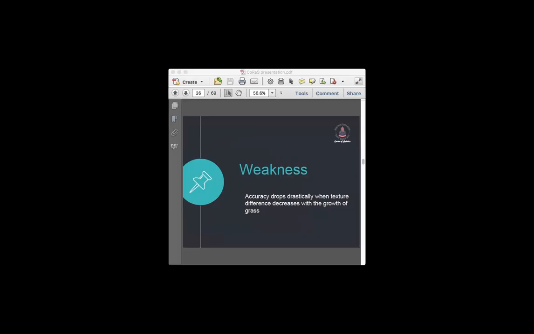The weakness in this technique is that the accuracy drops drastically when the texture difference decreases with the growth of the grass. So, like I said, we have narrow leaf weed and narrow leaf crop. In the start, they are different, but as the crop grows, they become more and more similar, and it becomes increasingly difficult to detect them. Next slide, please.